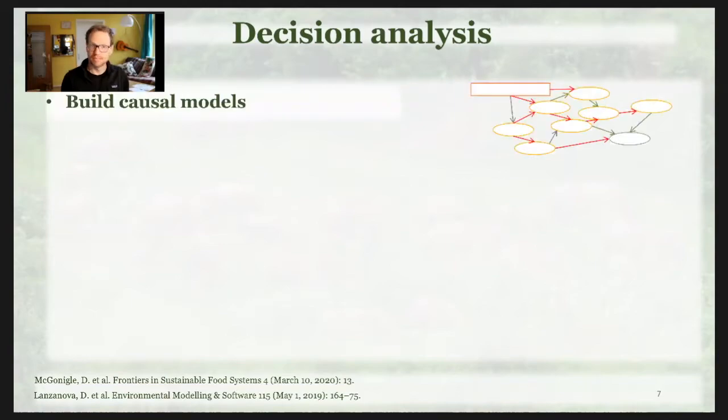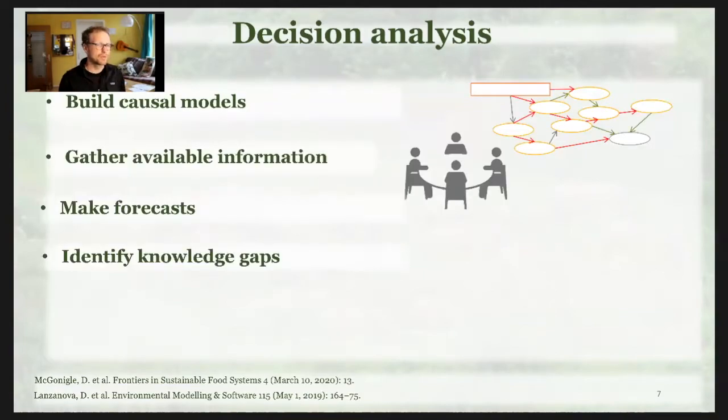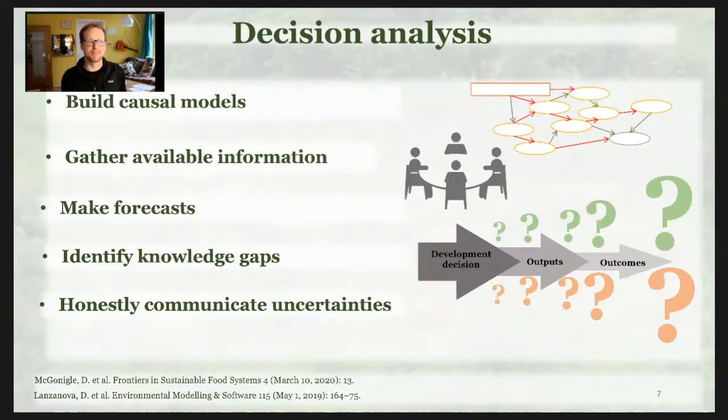So we build, as we've been talking throughout this course, these causal models, balanced models of complex systems. We recognize what we already know, that is to say, all of the imperfect, random information, multiple perspectives, and uncertainty. We use empirical, expert, and local knowledge to gather available information, to make forecasts, and to identify knowledge gaps. And we can make forecasts of system outcomes without perfect information by describing this uncertainty that resolves.